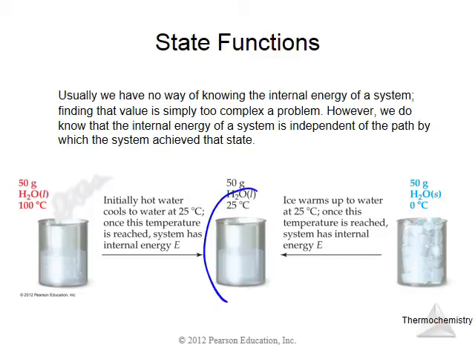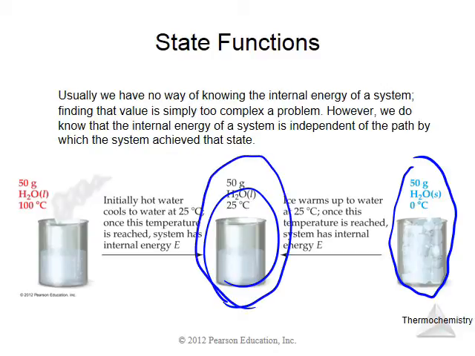I can also get water at 25 degrees centigrade starting at an ice temperature of 0 degrees centigrade. So 50 grams of ice at 0 degrees centigrade, I need to heat it, and finally I can reach 25 degrees centigrade. So when I reach 25 degrees centigrade, internal energy is going to be the same. It doesn't matter how you reach it, by heating up ice or by cooling down boiling water. So that's why internal energy is known to be a state function.